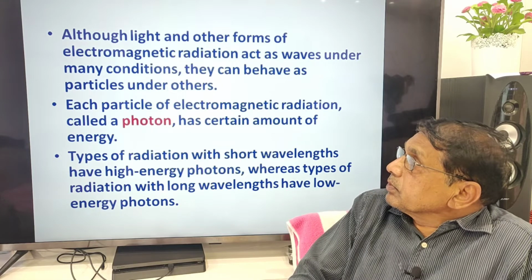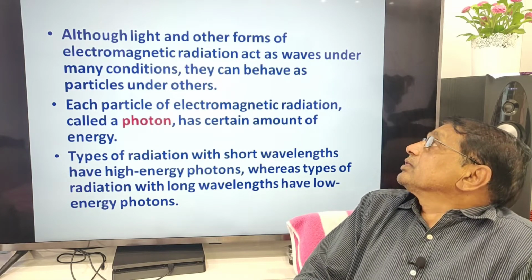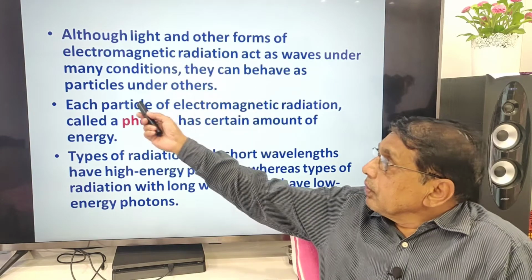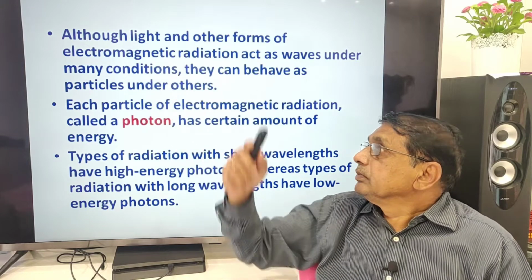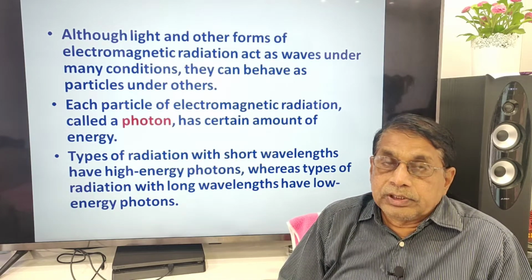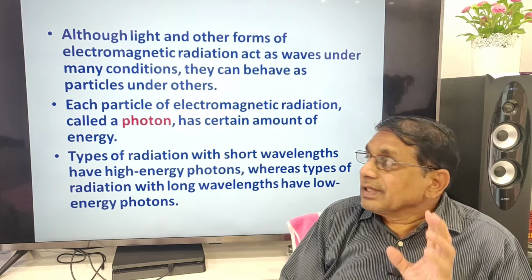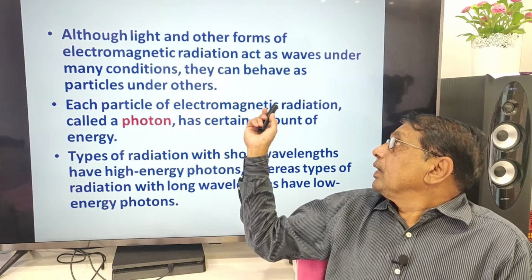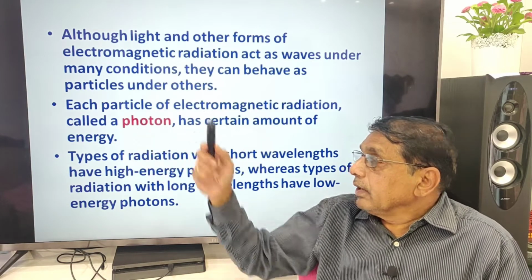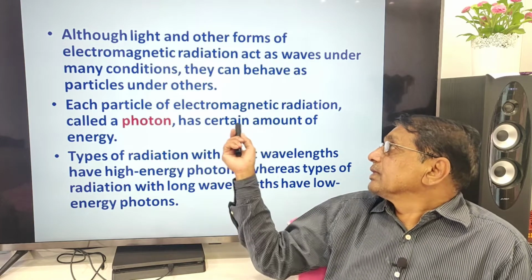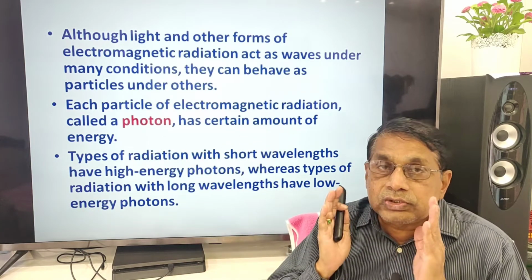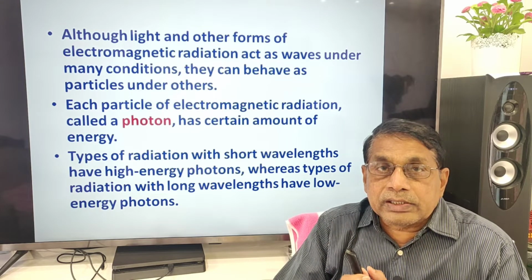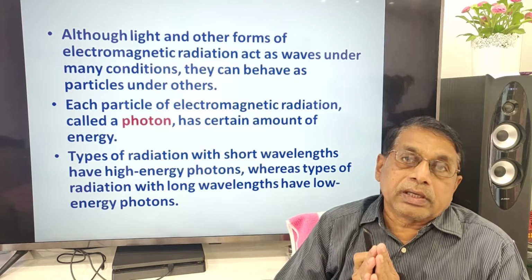Although light and other forms of electromagnetic radiation act as waves, under many conditions they can behave as particles. The particle nature is also there. Those particles are called photons. Each photon has a certain amount of energy. It has two characteristics, wavelength character and photon character.